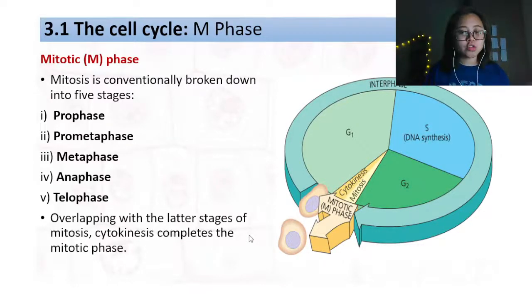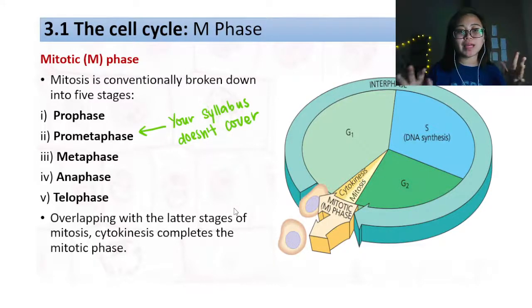Ada buku, ada sumber yang bagi kamu 5 stage, tapi untuk silibus kamu kita fokus kepada 4 stage saja. Jadi dalam silibus matrix ni kita tidak berapa tekankan prometaphase. This mitosis or mitotic phase will overlap with the later stages of mitosis and cytokinesis, which completes the mitokinetic phase. Mitotic phase. So, dia daripada karyokinesis sekali dengan cytokinesis.